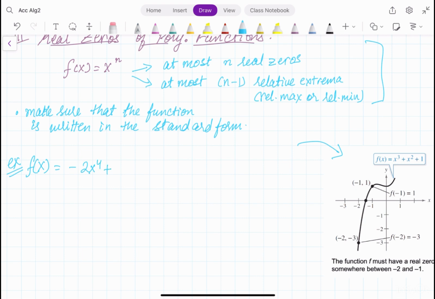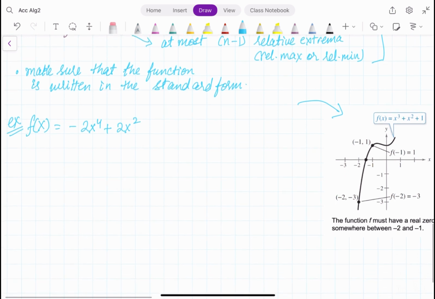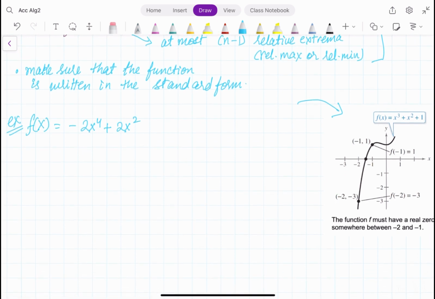So we have negative 2x^4 plus 2x squared. Now it is in the standard form. That means the highest degree first, followed by the least degree. So I know it is x to the power of 4. The graph should be somewhat a W-shaped graph, but it is negative, so it will be downward facing. Before we start, we need to understand that I can factor it out.